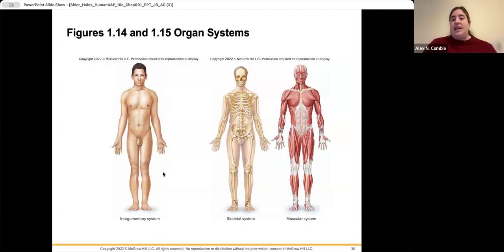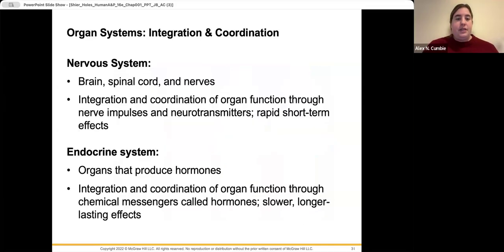This is showing just the skin. This person's in correct anatomical position, and they will be for all of these pictures. But if we see just the skin, we know that we're in the integumentary system. If we are focusing on bones and joints, we're in the skeletal system. And then these are all these skeletal muscles attached to the bone. So we would know we're in the muscular system for this picture.